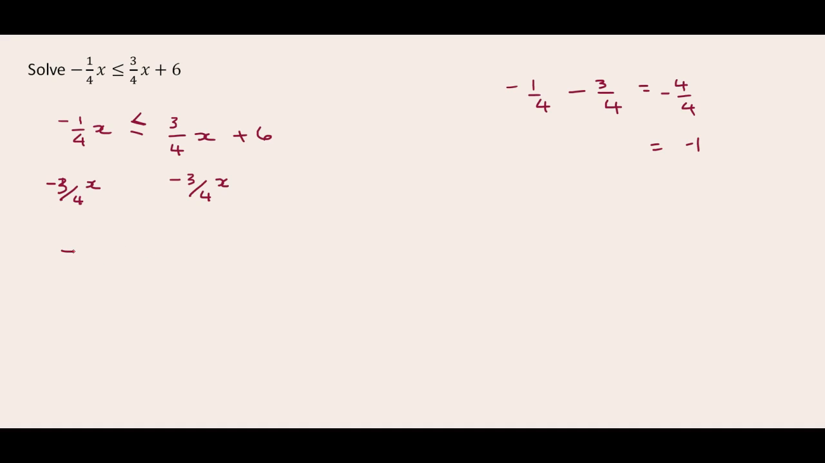So you have minus 1x less than or equal to 6. We're going to divide by -1. So we have x, we have -6. So this is going to be greater than or equal to.